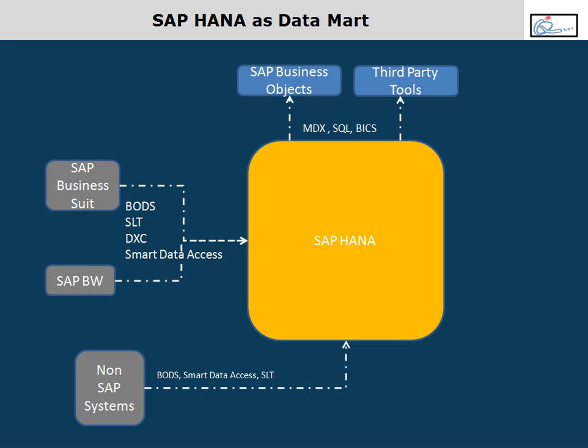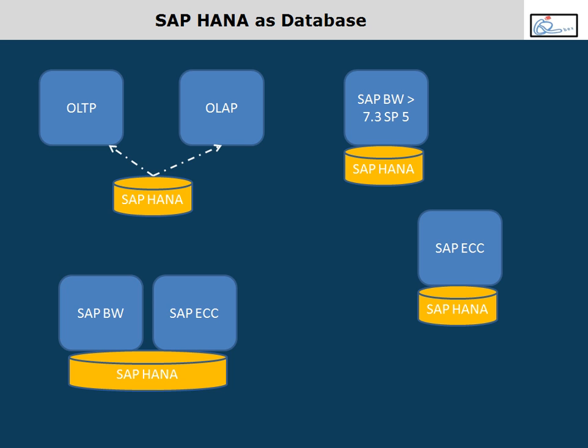Or we'll have ECC powered by HANA, APO powered by HANA, CRM powered by HANA. You can have various SAP applications start using HANA as the backend database. That is what using HANA as a database means. You can have OLTP applications or OLAP applications using HANA as a database.